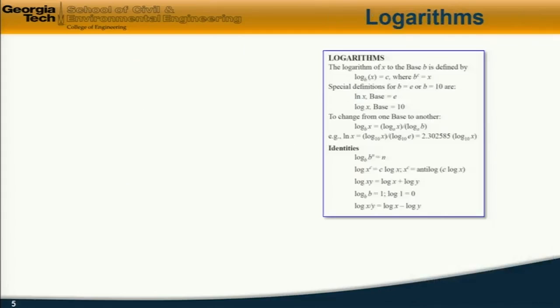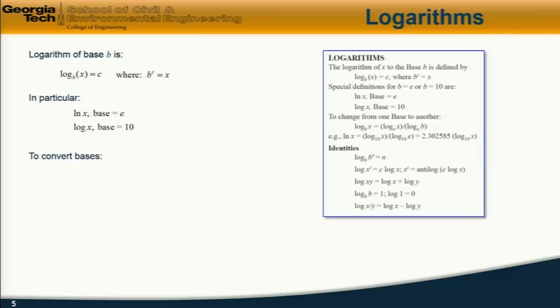Next we look at logarithms, and the basic definition of the logarithm of a number, say x to the base b, is written like this: log base b of x is equal to c, where b raised to the power c is equal to x, is the definition of a logarithm of base b. And in particular, most commonly we use so-called natural logarithms, written as ln of x, which is a logarithm to the base e, and also logarithms to the base 10, usually written as log without the subscript 10, are the most common ones.